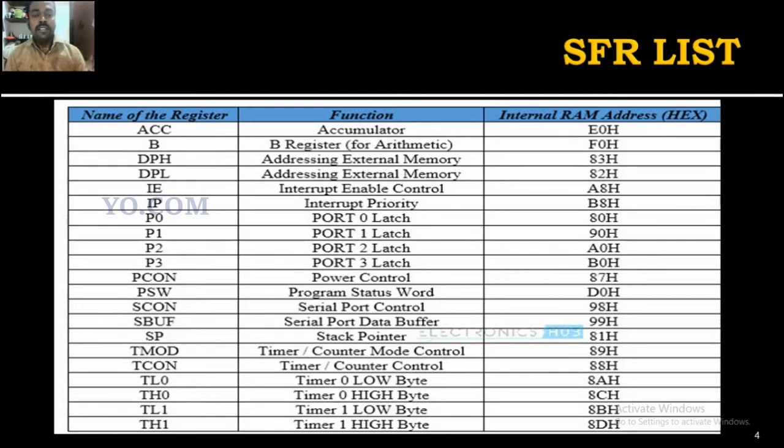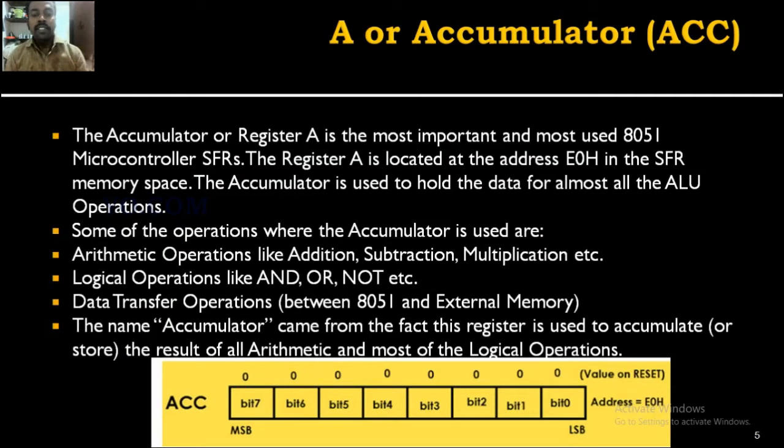This table indicates the name of the register, then the function of the register and the address of the register. Here we can see different special function registers. We will see them one by one. First we are going to see the accumulator, or A register. Generally the accumulator, or A register, is used in the 8086 microprocessor. The A register or accumulator is used to hold one of the data operands during execution.